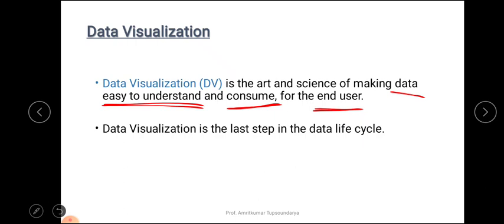Data visualization is basically the last step in the data life cycle, and this is where the data is processed for presentation in an easy to consume, easy to view or visualize manner to the right audience or the desired audience for the right purpose.